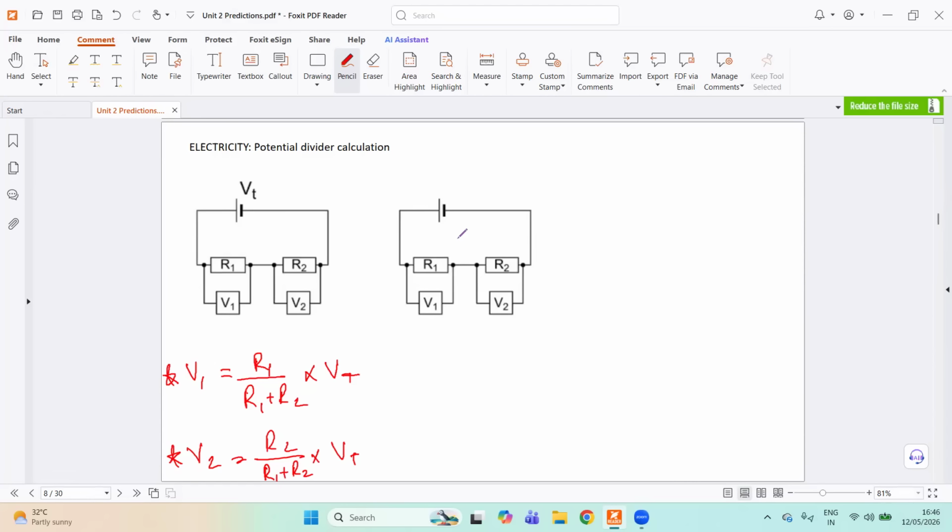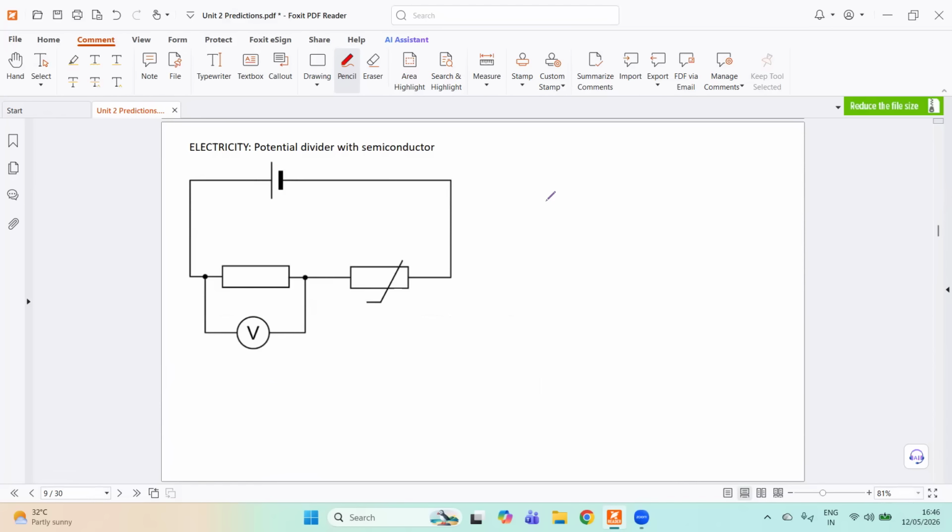Here, the only difference you can spot is the total PD is not given, the EMF is not given. And when the EMF is not given, and when you have a circuit like this, the equation that you recall instinctively is V1 by V2 equals R1 by R2. So you use this equation when the total PD is not given. Let's move on.